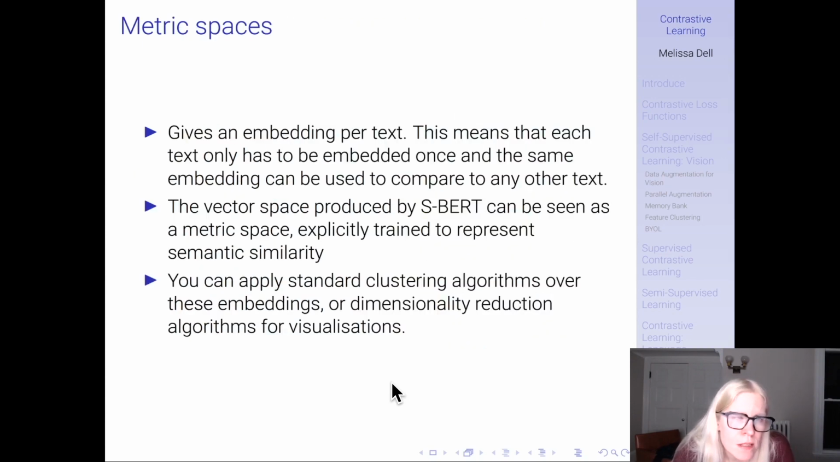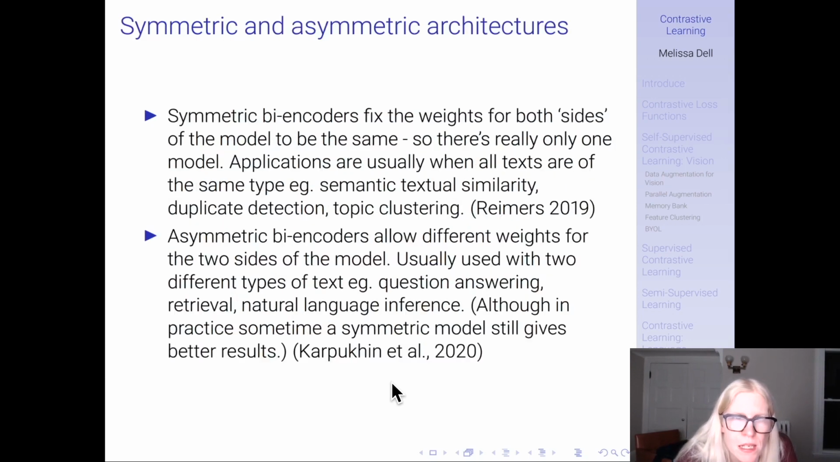And so this gives an embedding per text, and that means each text only has to be embedded once, and the same embedding can be used to compare to any other text. And the vector space produced by SBERT can be seen as a metric space that has been explicitly trained to represent semantic similarity. You can apply standard clustering algorithms over the embeddings or dimensionality reduction algorithms for visualizations.